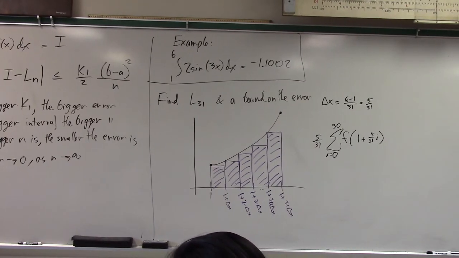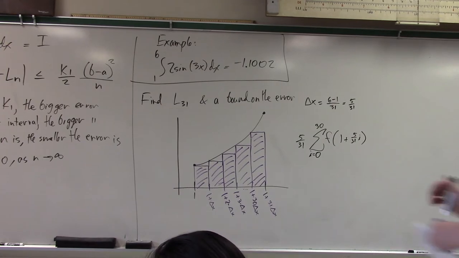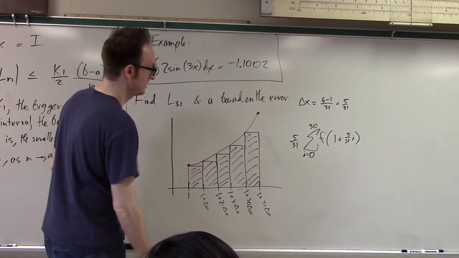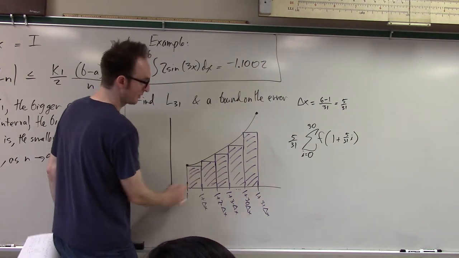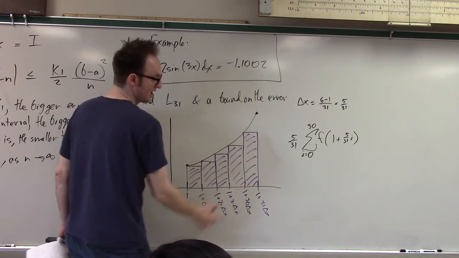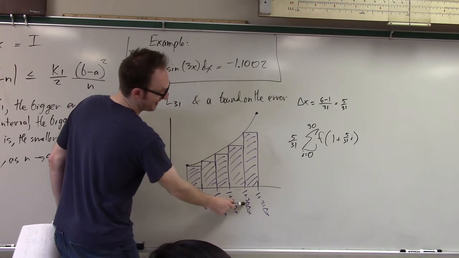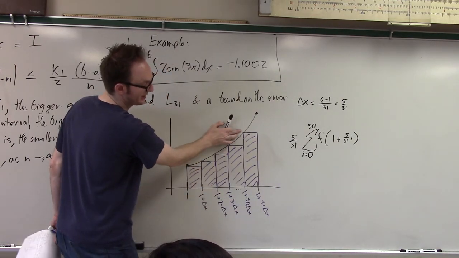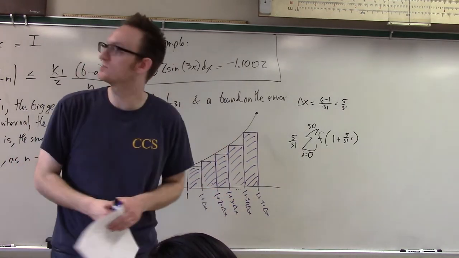That's a sum of 31 rectangles starting at 0, going to 30. Each one is determined by this formula. So you just have to check that it works. When i is 0, I get f of 1, which is what I wanted. When i is 1, I get the next one, all the way up to the last one, the 30th rectangle, which is 1 plus 30 delta x. That is what I want. Is this not making sense? Okay, then you just do it.